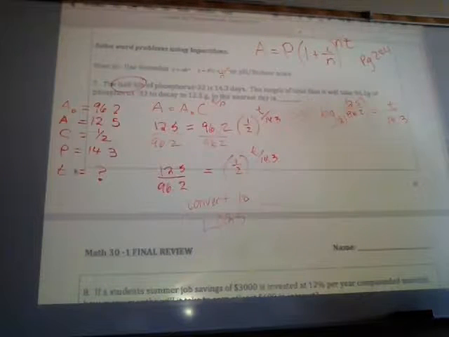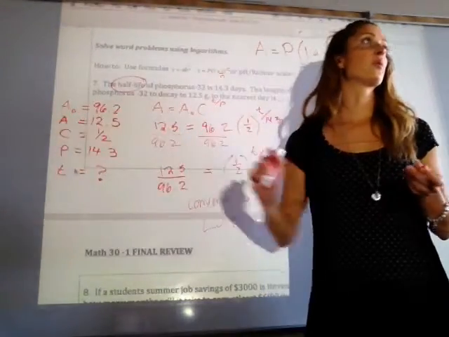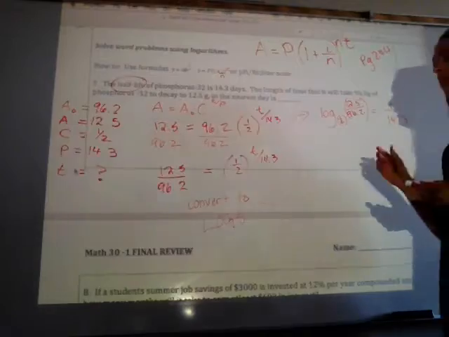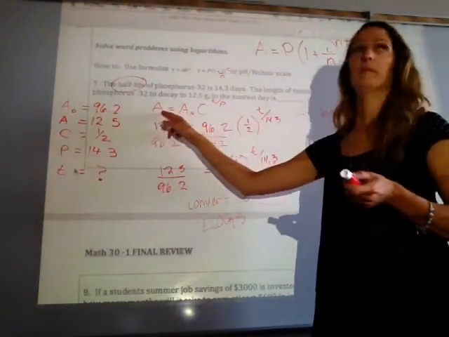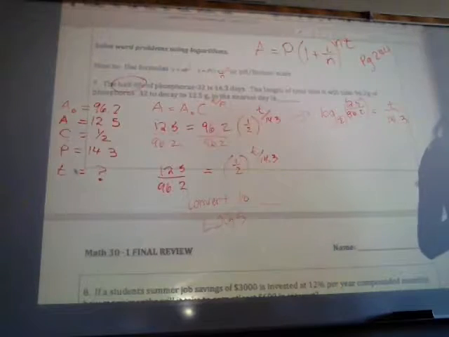Question? What's the A0 value again? That's always the initial amount, what you're starting at. And what does the A stand for? A stands for the amount that we had at a specific time, and we're just trying to find that specific time.